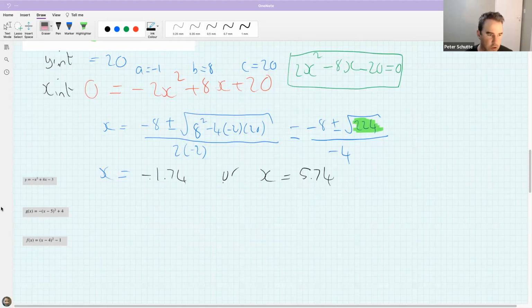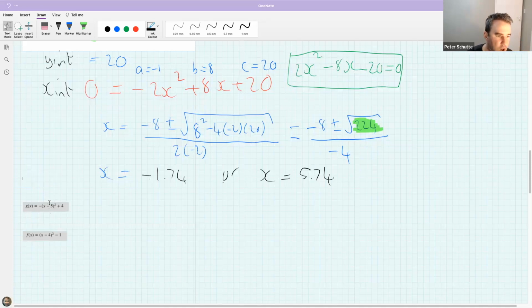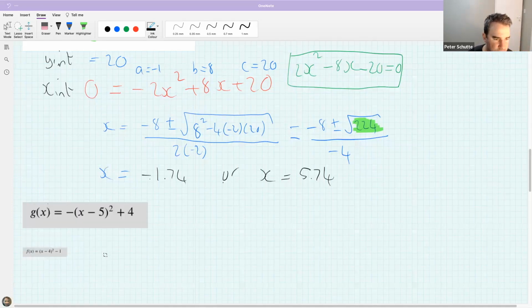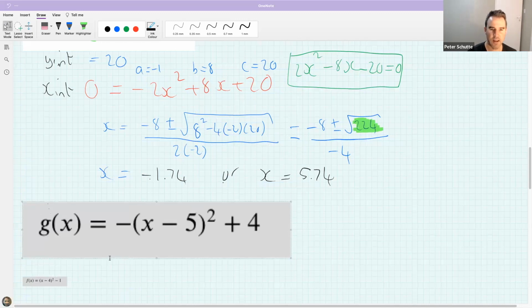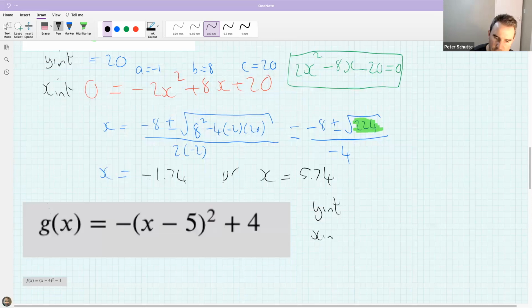Okay, now I want you to do the same thing again, but this time for a different parabola. So let us go to the g of x. So there is the g of x, and I want you to find me my y-intercept, and I want you to find me my x-intercept for this parabola.